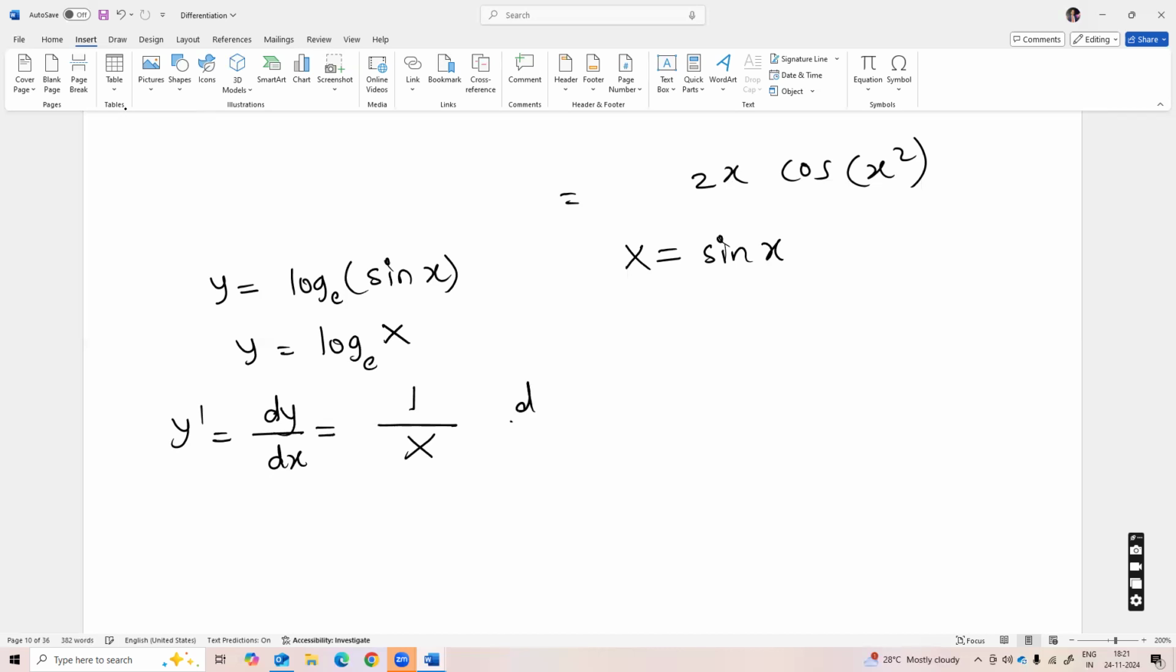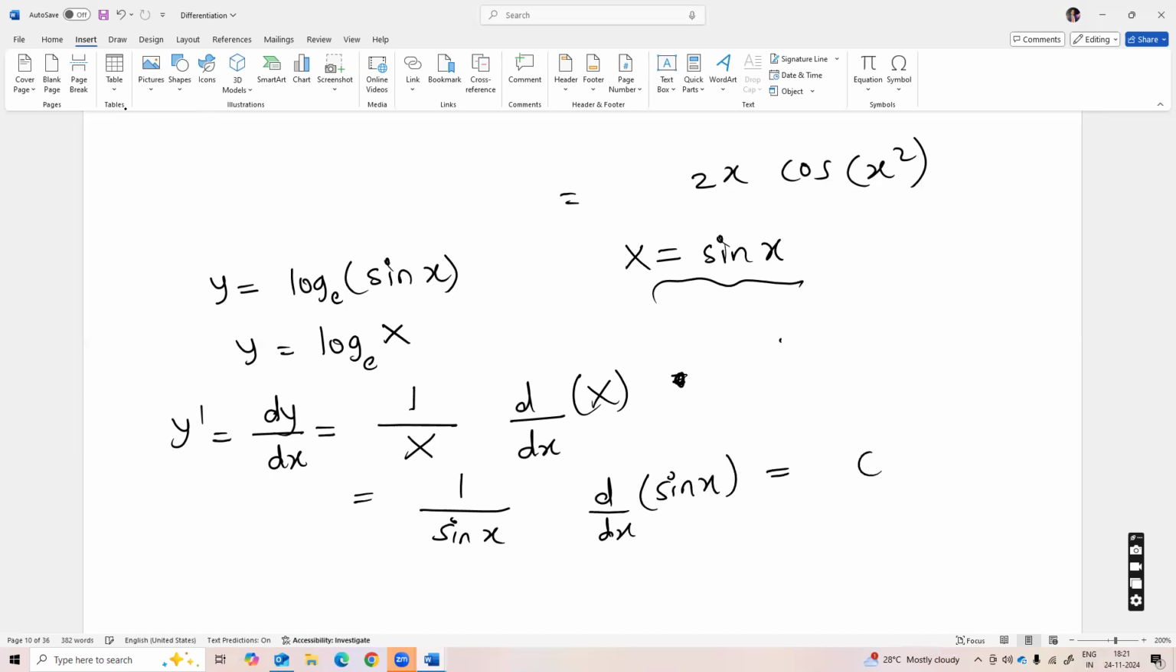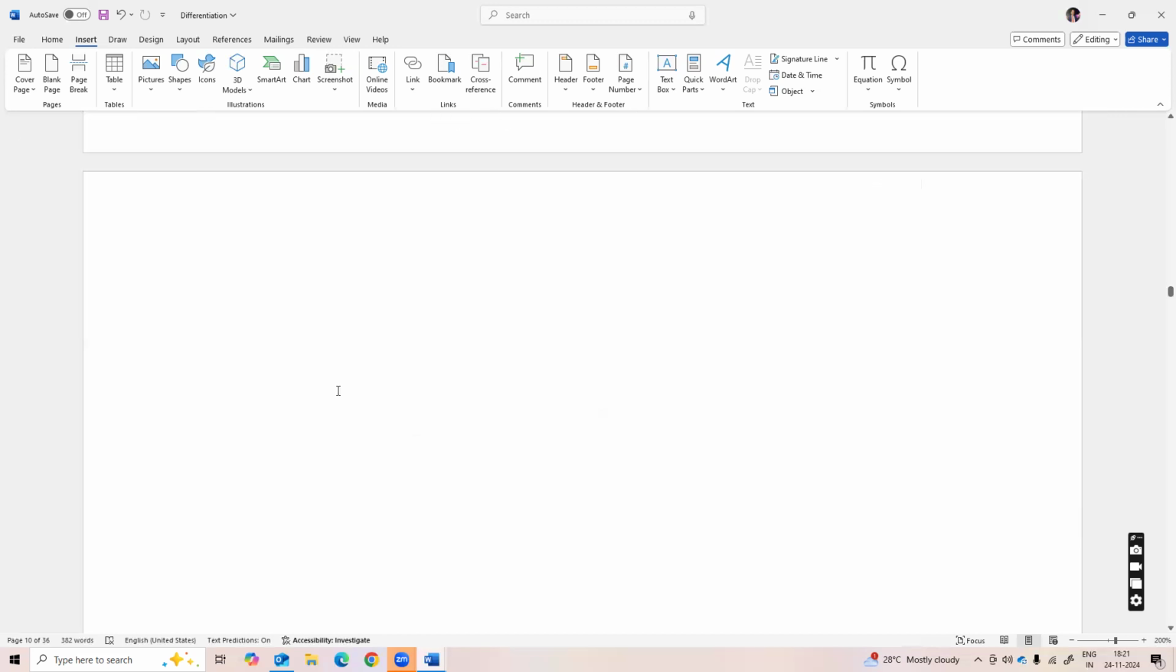Then we will take the chain rule, we will write d by dx of big X. Now we will resubstitute X equal to sin x. So what we get is 1 upon sin x into the derivative of sin x. The derivative of sin x is cos x. So we got cos x divided by sin x.